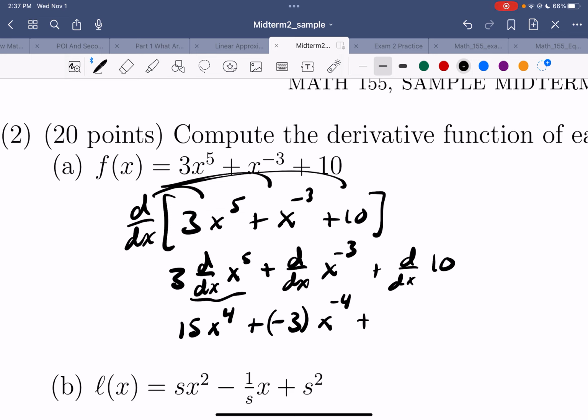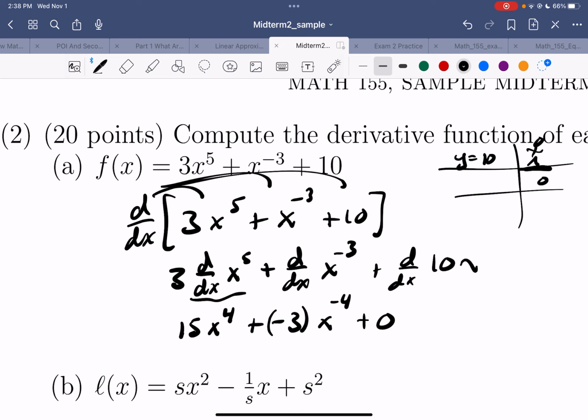All right, derivative of 10, that's 0. You don't have to write the plus 0. That's fine. And why is it 0? Well, if you have the function y equals 10, and you're standing on it, and someone says, hey, what's the slope under your feet? You say, this is flat. This is a slope 0.